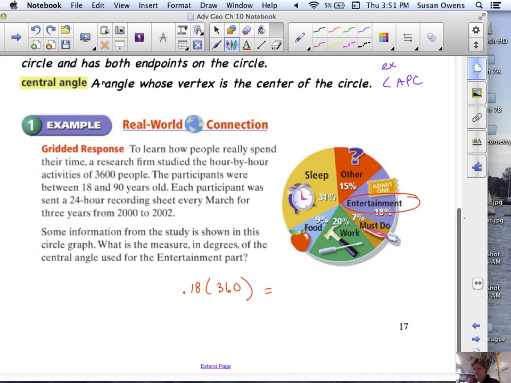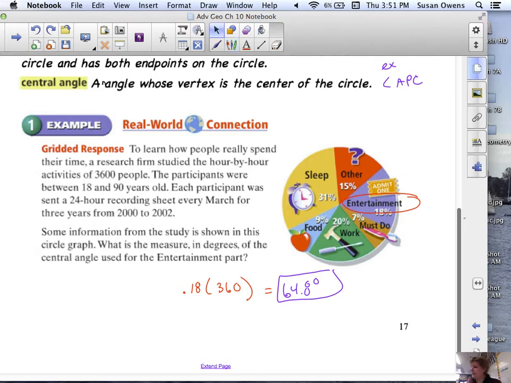I get 64.8 degrees. And that's going to come into a lot of our area formulas for sectors and parts of circles, the fact that we can take the part of the circle we have and then multiply it by what the whole circle would be.